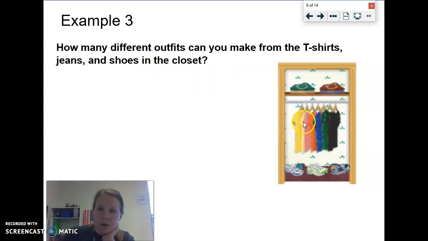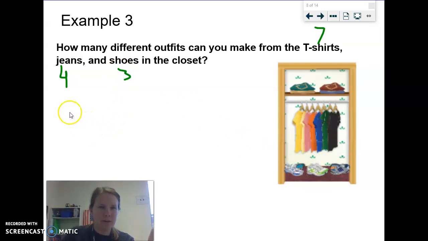So in here it looks like 1, 2, 3, 4, 5, 6, I've got 7 t-shirts. I just counted up the colors. Jeans, I think they're here on the top, which looks like there's 4. And my shoes, pairs of shoes, not just an individual shoe. You're not going to wear one single shoe out of the house. Please don't do that. So we have 3 pairs of shoes.